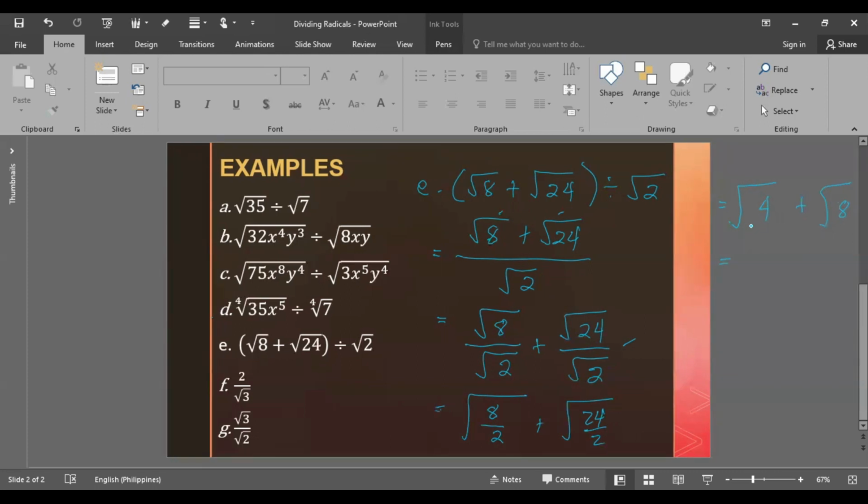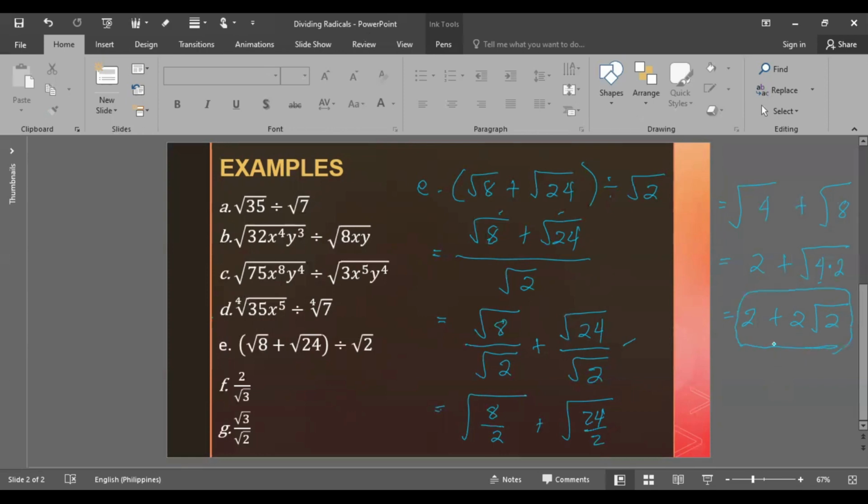Of course, 4 has a square root and it is 2. What about the square root of 8? 8 is not a perfect square, but we can get the factors of that, wherein one of the factors has a square root. The factors are 4 and 2. Copy 2. The square root of 4 is 2. Mapupunta siya sa labas. And copy the square root of 2. Do you think this is now the final answer?